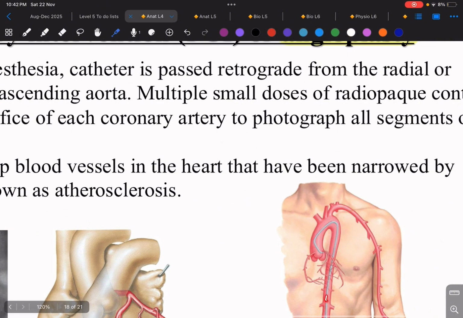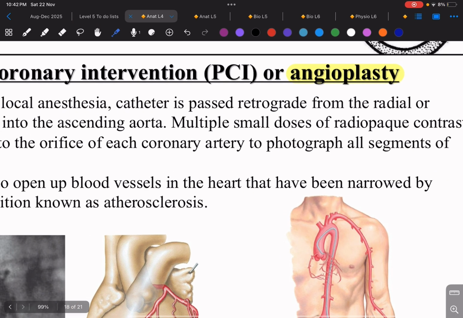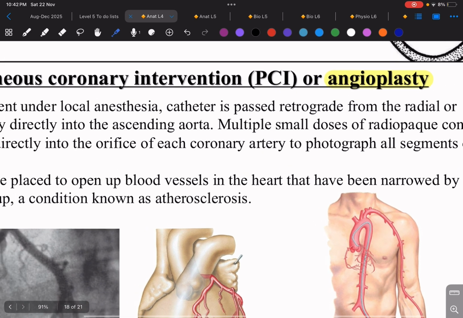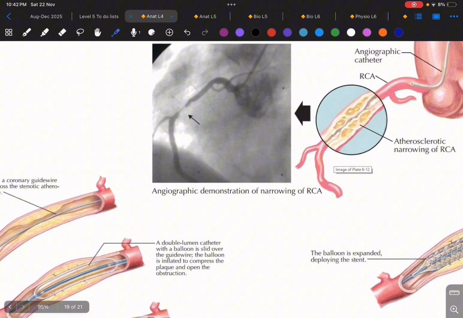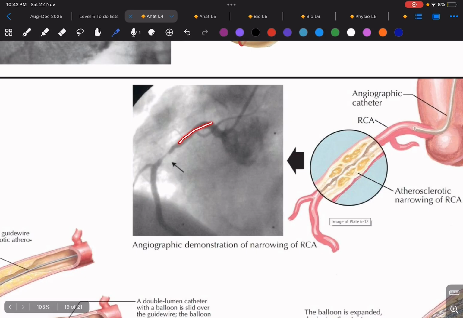So we insert the catheter and it goes all the way here, all the way to the ascending aorta. So this is the ascending aorta, right? And then we release the pigment. When we release the pigment, it stains the arteries, so we can see it here. The artery is getting stained, so we can see it very clearly. There's a gap here, an area that's not very clear, right? That means there's a blockage here.